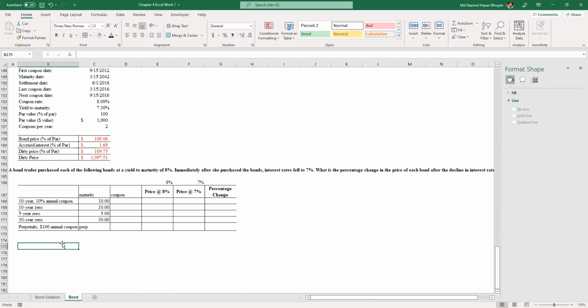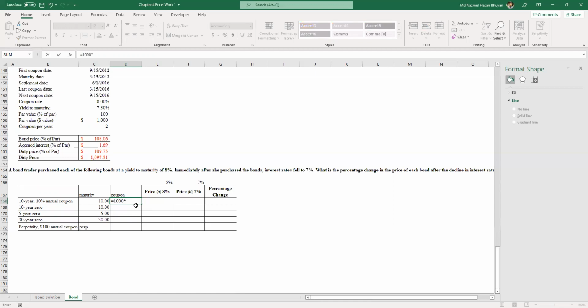Okay, now the last problem. Here we have 5 types of securities and we know when they are going to mature. Now we are going to check the interest rate sensitivity of these 5 different types of securities. First, let us calculate the coupon. These are 10-year 10% annual coupon bonds, and we know the regular face value of the bond is $1,000, and we are going to get 10% of the face value as annual coupon. Remember, this is an annual coupon paying bond.